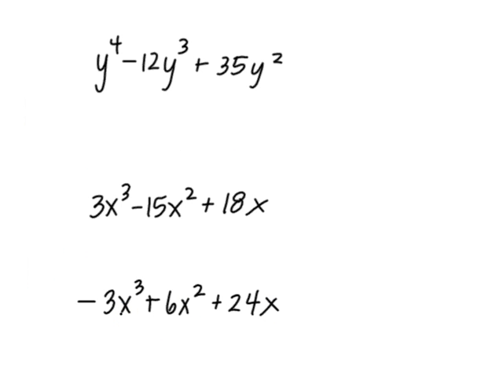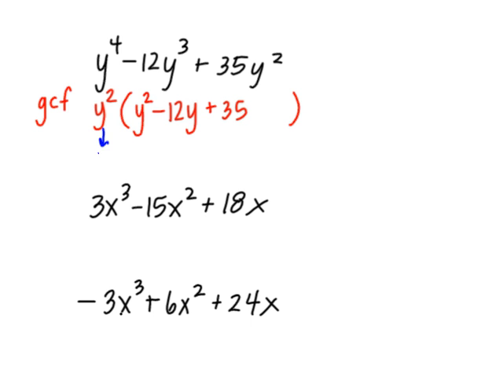My next problem is y to the 4th minus 12y cubed plus 35y squared. These do not have numbers in common, but all three terms contain a y. So I can actually take out y squared because my smallest power of y is y squared. Taking that out leaves me with y squared, minus 12 with 1 y left over, plus 35 with no y's left over.